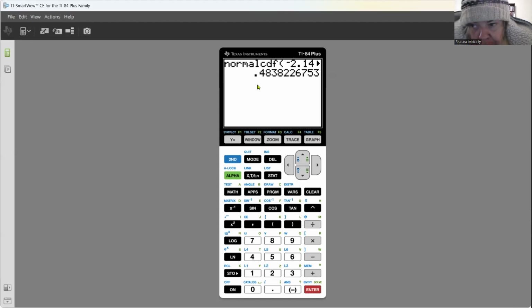Here's your answer, 0.4838. Now, traditionally, z-scores are 2 places. That's what you'll see in the book. However, because Professor Nickdell is standardizing everything so that you'll all have the same answers, she's rounding to 4 places. So this is 0.4838.